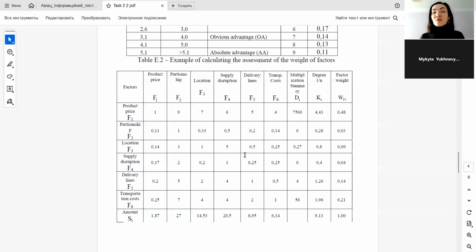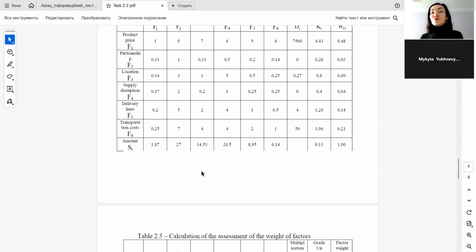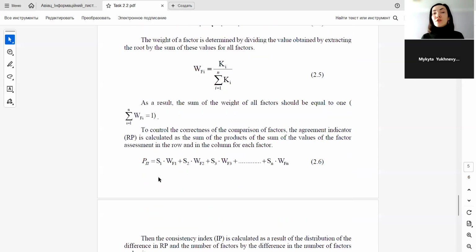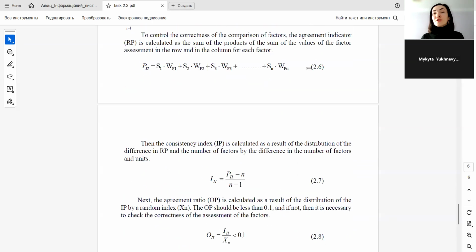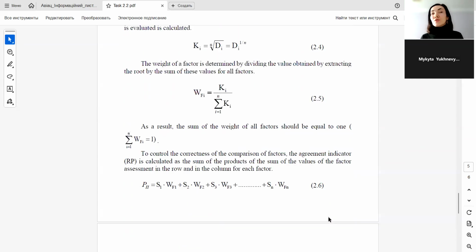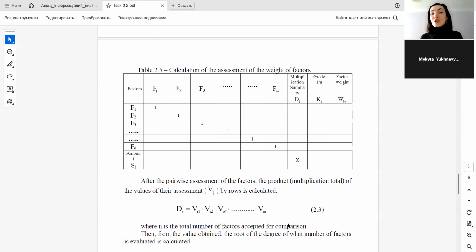After this table, we will continue and also check how we need to use this value. For example, we have formulas for all this calculation, and we can control in the end with these three last formulas. It is a control system that we can choose. It shows whether it is really a good calculation, or maybe we need to correct something.